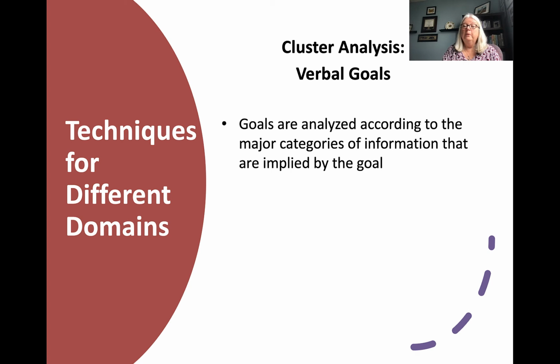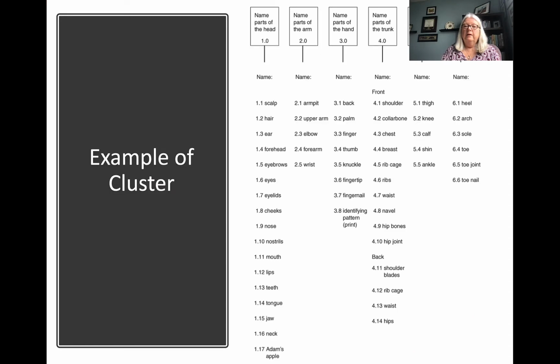For a verbal goal, we're going to use cluster analysis. Here's an example of cluster analysis. We group things, like this particular goal was name the parts of the body. By doing that, we've clustered the areas: parts of the head, parts of the arm, parts of the hand, and so forth. We cluster them according to category, and then we break them out. You'll notice there aren't any arrows here. It's not that these are sequential or that we necessarily do one before the other.